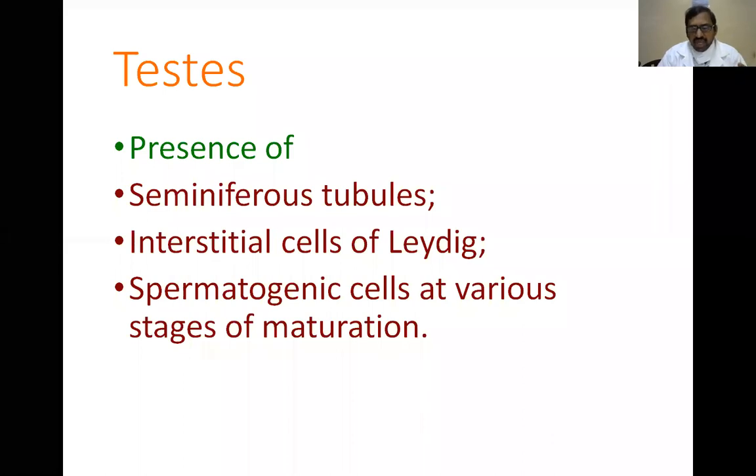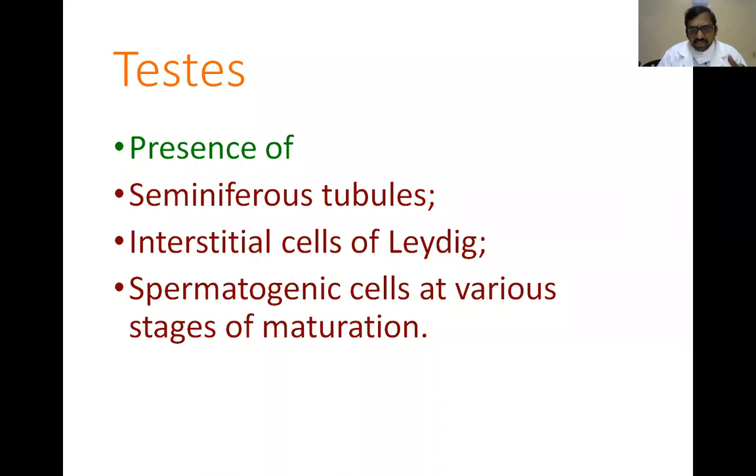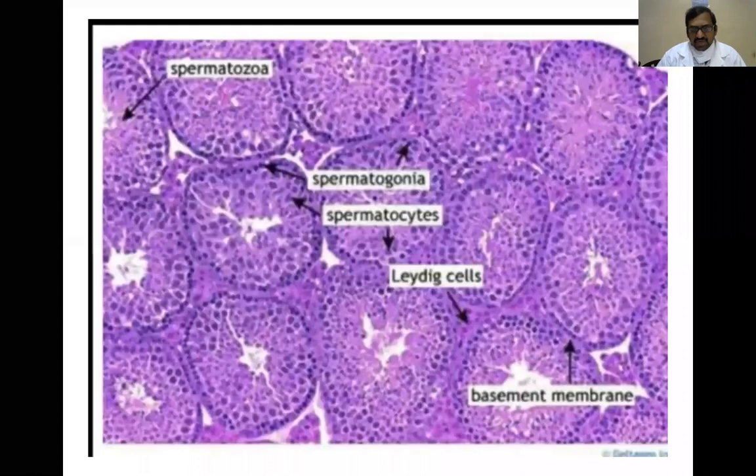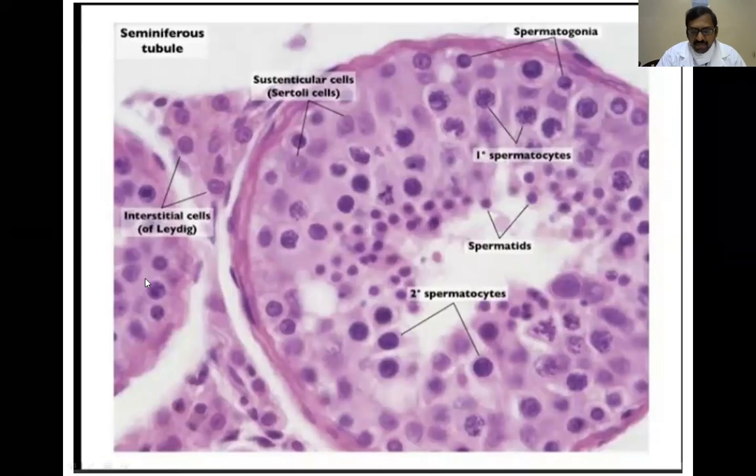That is nothing but the male sex hormone, the testosterone. The site for the production of the testosterone is the Leydig cells. They are also called interstitial cells of Leydig. That is the importance of the interstitial cells in between the seminiferous tubules. Next, within the seminiferous tubule, there are spermatogenic cells at various stages.